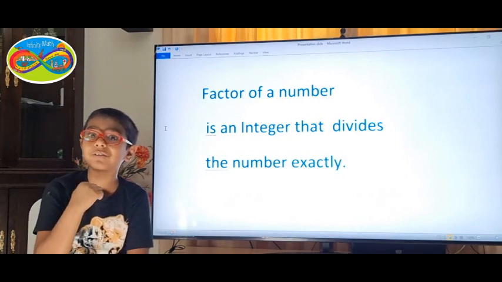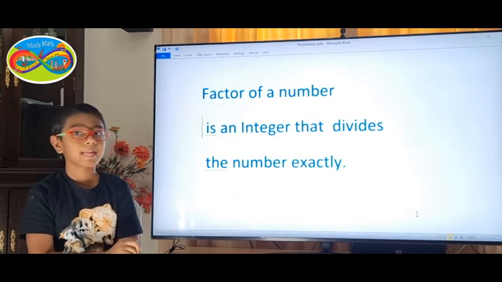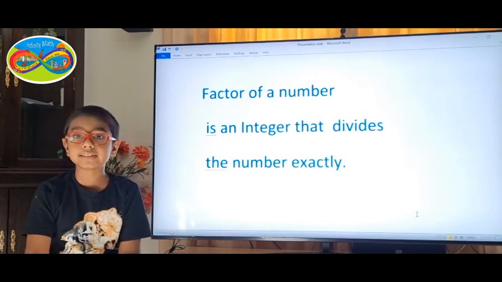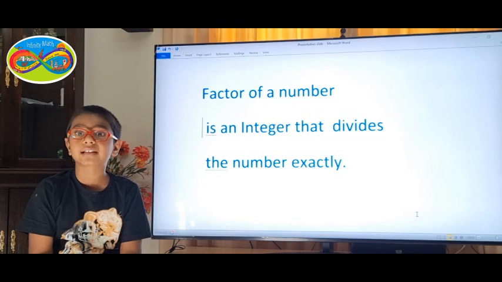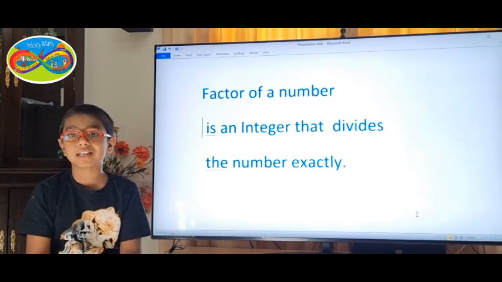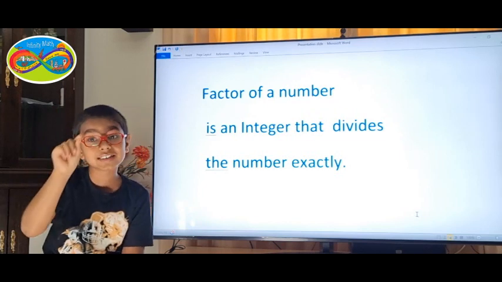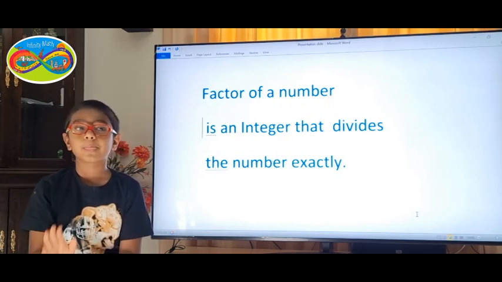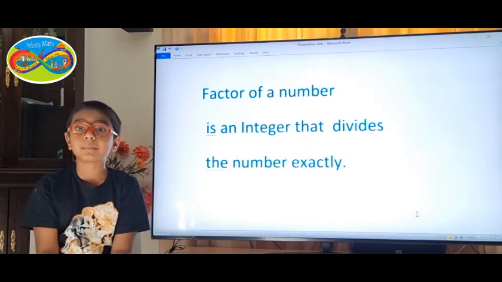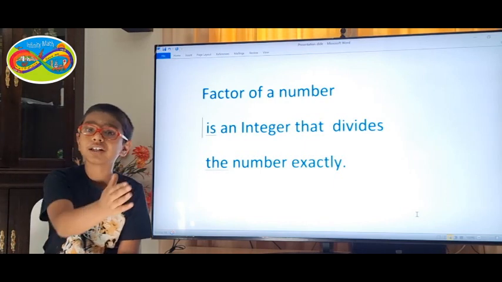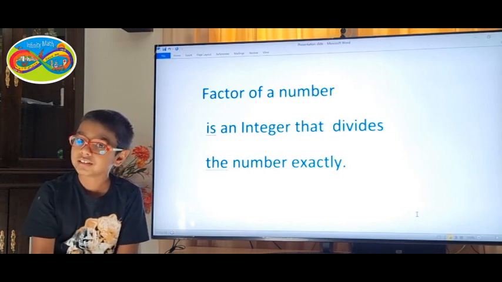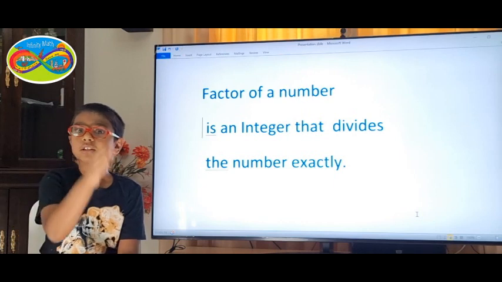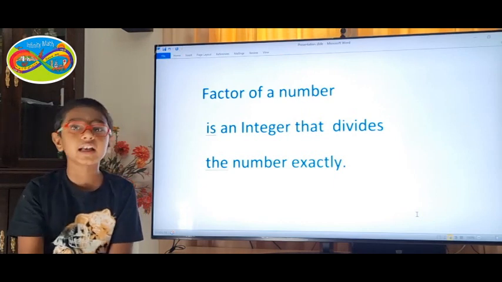Now we'll be learning about a factor of a number. A factor of a number is an integer that divides the number exactly. For example, as I said earlier, examples help us understand. So, I'm going to give an example. We have the number 16, and 4 divides 16 equally. So, 4 is a factor. But wait, 2 is a factor as well because 2 divides 16 equally, and so is 8.